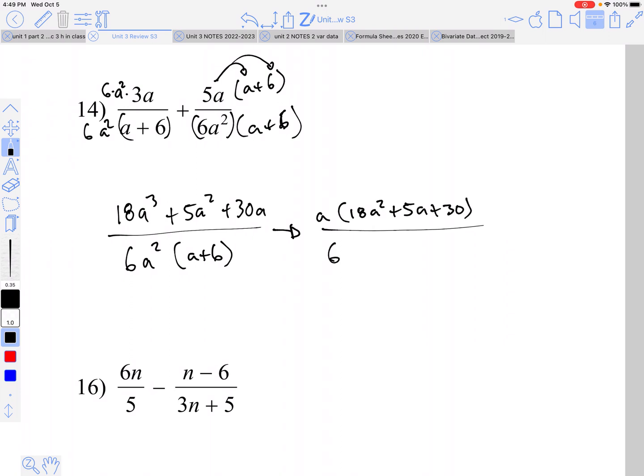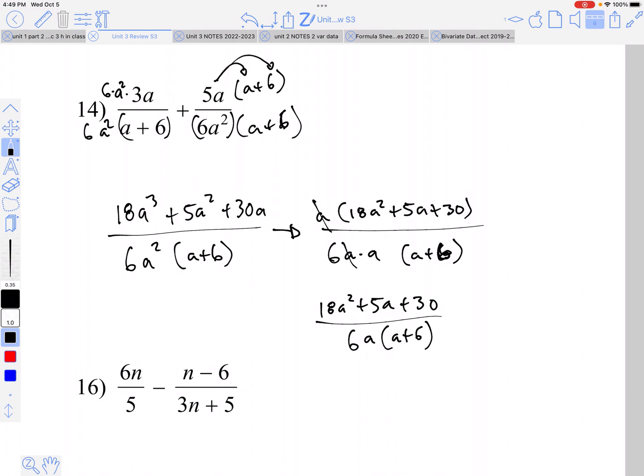And then, instead of writing 6a squared, I'm going to write 6a times a plus 6, and I'll be able to cancel out one of the a's. So then I'll have 18a squared plus 5a plus 30 all over 6a times a plus 6. And you're going to check and see if you can factor it, but this one you cannot factor. So you're done except for finding the excluded values.